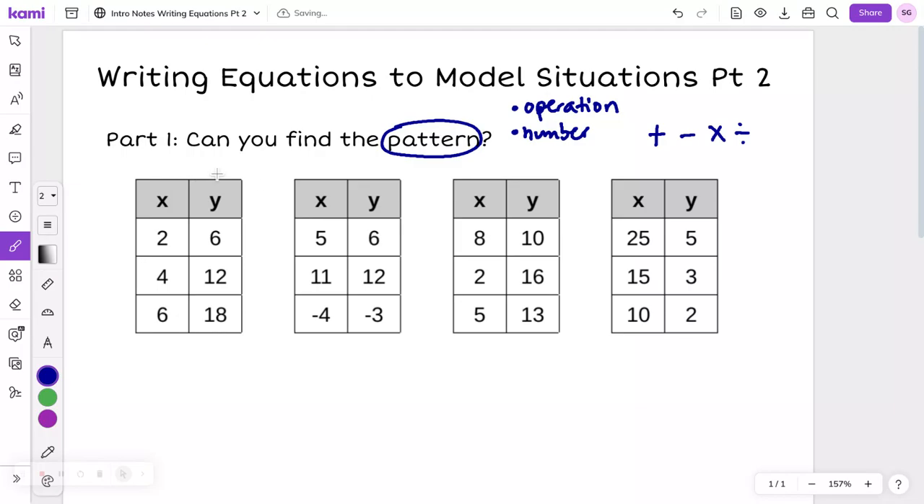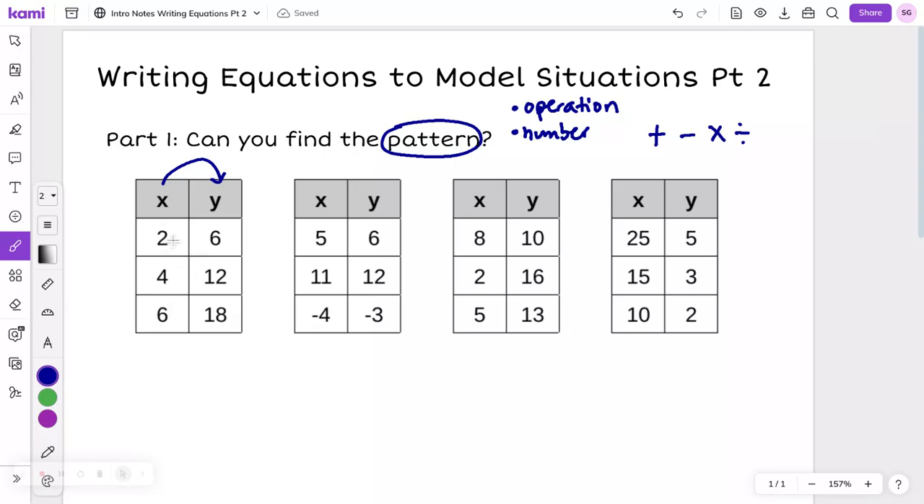So for example, for this first table, I'm trying to figure out what math they are doing to get from x to y. That is going to be what helps me write the equation. So looking at the table, how do we get from 2 to 6? 4 to 12, 6 to 18. Do you see what math is happening there?